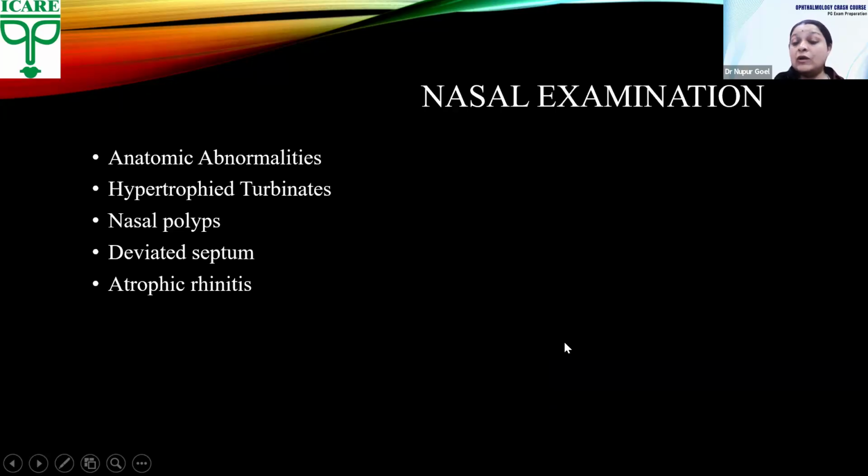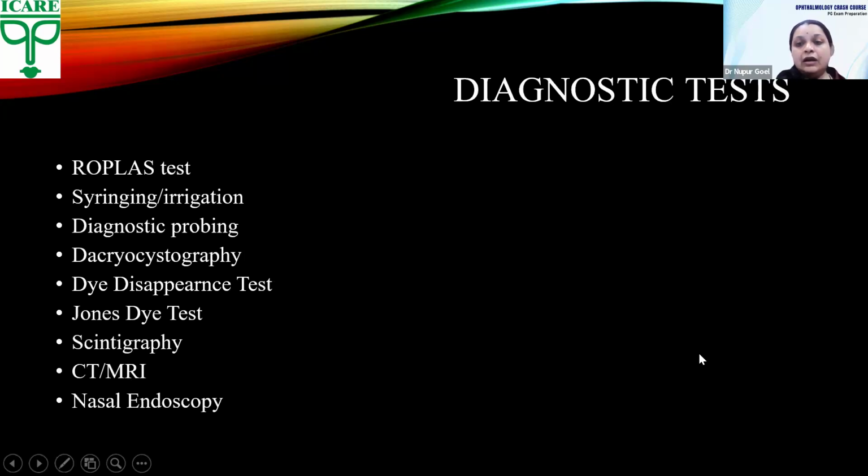One must also focus on the nasal examination and note any anatomical abnormalities, hypertrophy of turbinates, nasal polyps, deviated septum, or any atrophic rhinitis. Now coming to the diagnostic tests. These are the various diagnostic tests that one needs to establish epiphora, its causes and further management: the Regurgitation on Pressure over the lacrimal sac (ROPLAS) test, syringing or irrigation followed by diagnostic probing, dacryocystography, dye disappearance test, Jones dye test, scintigraphy, CT or MRI, and nasal endoscopy. We'll cover these one by one.